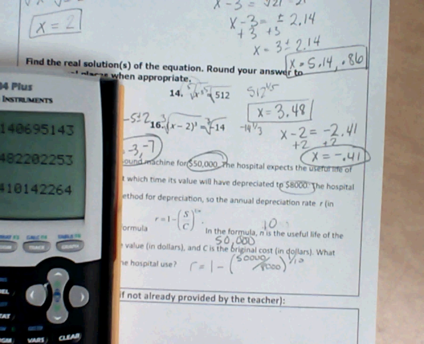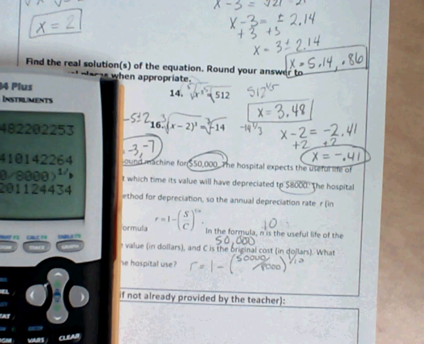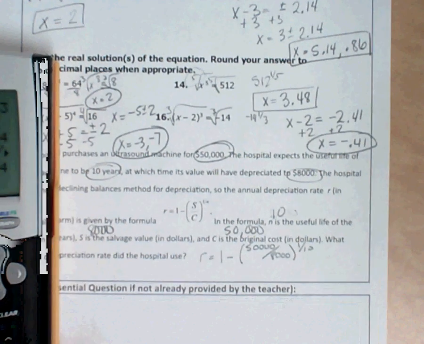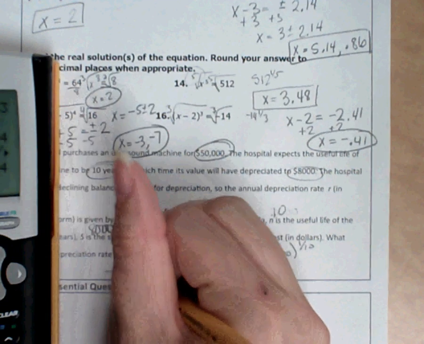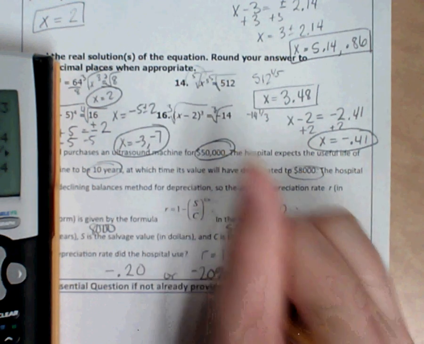Because I don't have any variables, I can type that straight into my home screen. 1 minus 50,000 divided by 8,000 to the 1 divided by 10. So I get a negative 0.20 as a decimal, or negative 20% if I wanted to write it as a percent.